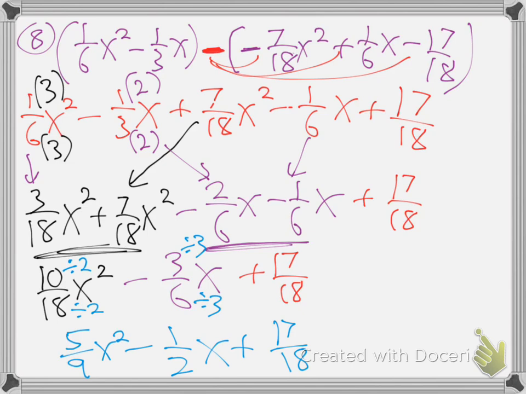Can y'all read that okay? Got a little smaller down there at the bottom. 5/9 x squared minus 1/2 x plus 17/18, after that reduction. Good? Okay?